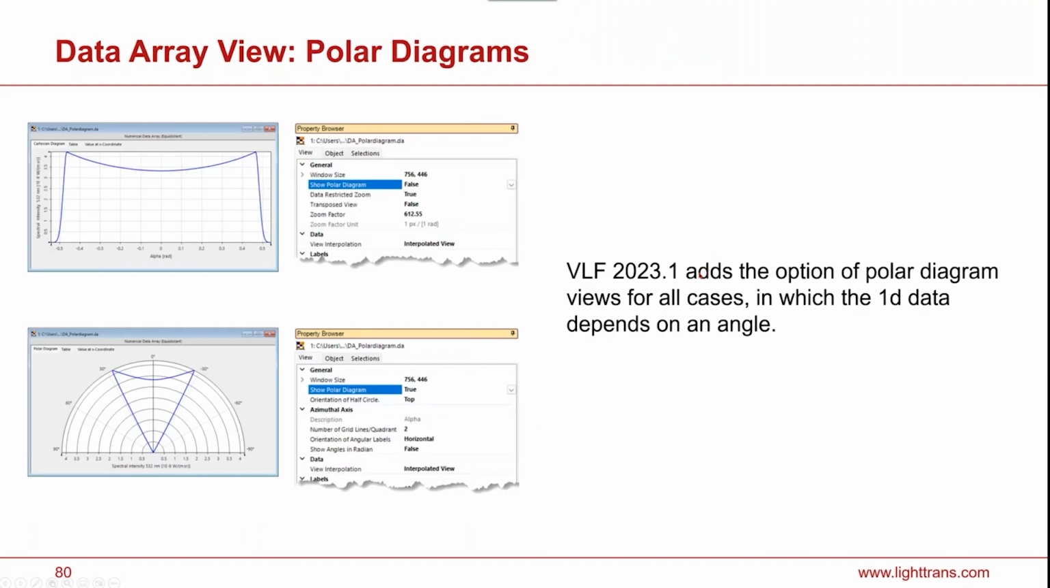Then finally, we have added a polar diagram for 1D views. So if you have any kind of detector giving an angle-dependent detector signal, whatever it is, then you can just switch to polar diagram and get it for polar diagrams. We finally did it because for the radiometry and photometry data, of course, this is quite helpful to have.